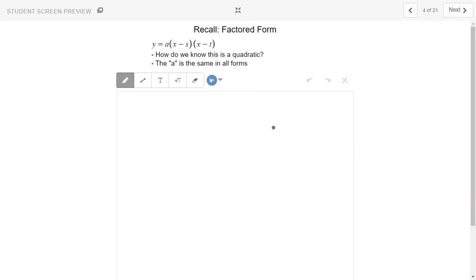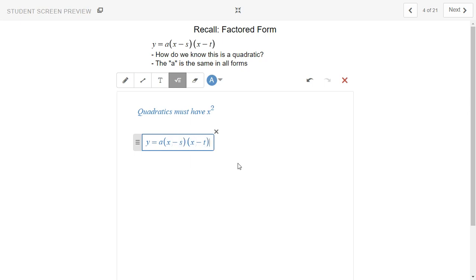So let's recall the factored form. We have y is equal to a bracket x minus s times x minus t. So sometimes I've used r, sometimes I've used t. It doesn't really matter. These letters are just to represent that it's a constant, meaning it's a number. So how do we know that this is quadratic? Remember we said that quadratics always have to have an x squared. But when you look at this equation, it doesn't look like it is an x squared.